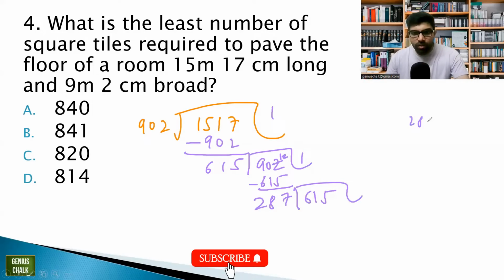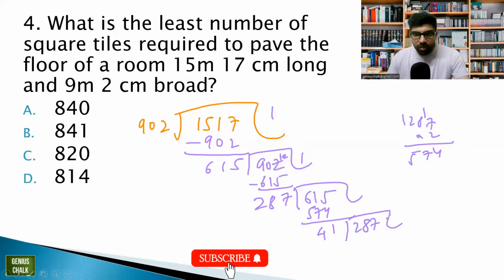Now check 287. If I solve with 3 it will not work. So 287 double, how much is this? 16 and 1 is 17, 574. So 1 4, yes, 41. Now 287 will be here. So 41 sevens are, 7 ones are 7. That means this is giving us remainder 0.